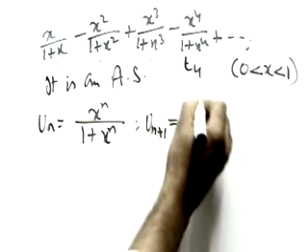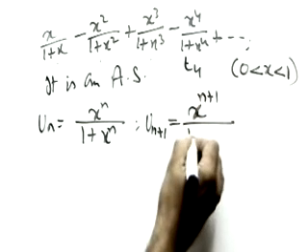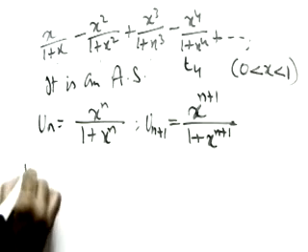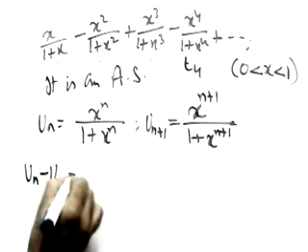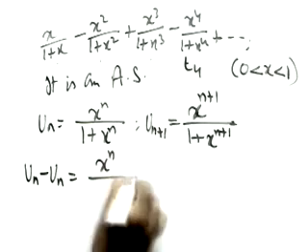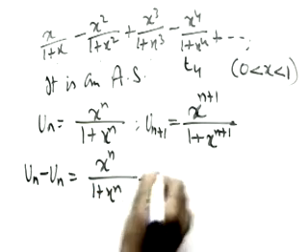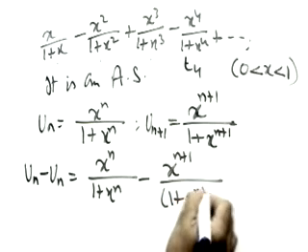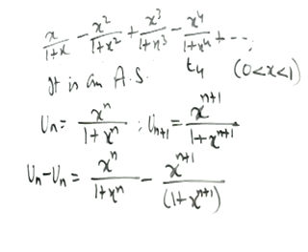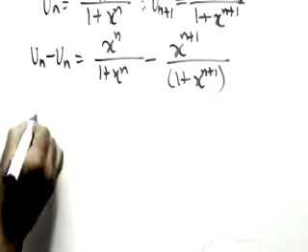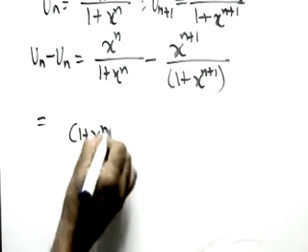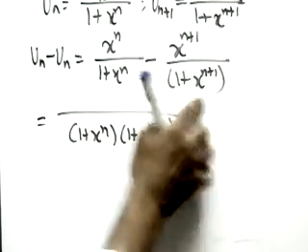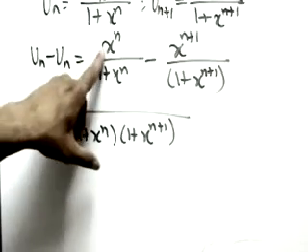So the next step is, u_(n+1) equals x power n plus 1 by (1 plus x) power n plus 1. So we have to see whether u_n is greater than u_(n+1). Let me subtract this one. So what is left here? x power n by (1 plus x power n) minus x power n plus 1 by (1 plus x power n plus 1). So let me take the LCM here.